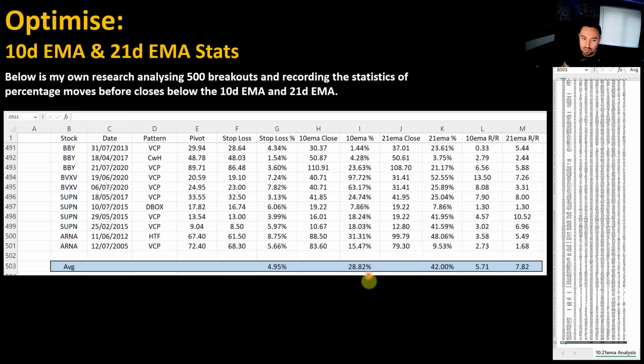Average close, when the stock closed below its 10-day EMA, on a percentage basis was 28.82%. Average close on a close below the 21 EMA was 42%. So you can actually see the 21 EMA is statistically better to be using than the 10-day EMA. However, for my personality, I like to use both. So I use both. Make sense? Here we go. Let's go on to the next slide.